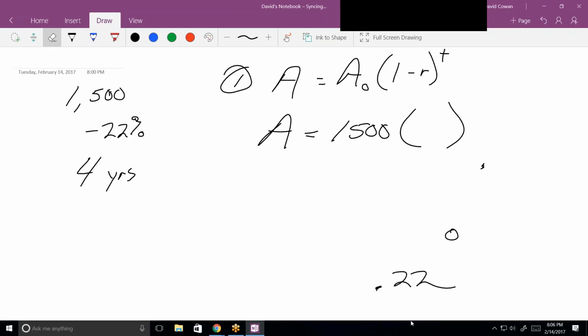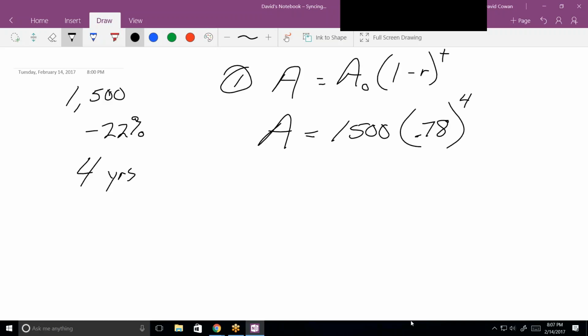So in this case, what goes in the parentheses? 1 minus 0.22. That's 0.78. And t is 4. Now, we know t is in years because r was quoted to us as a yearly rate. Had r been quoted as a monthly rate, let's say the car dropped in value by 22% per month, then t is going to be in months. So it'd be 48. So whatever your rate units are, that's what the units are on t.